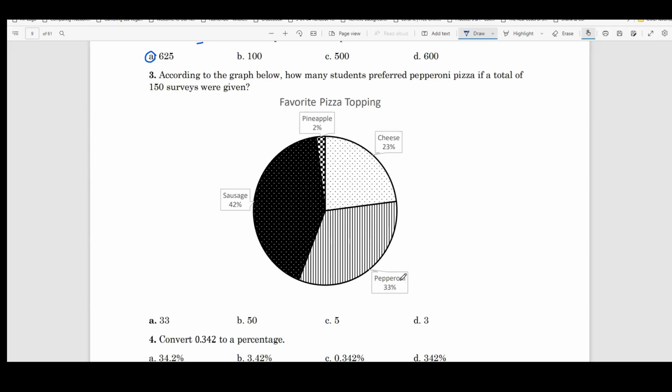So one thing you want to make sure you know how to do is read a graph. Very important for this test, and it could be a bar graph, it could be a circle graph, it could be a histogram, it could be a scatter plot.